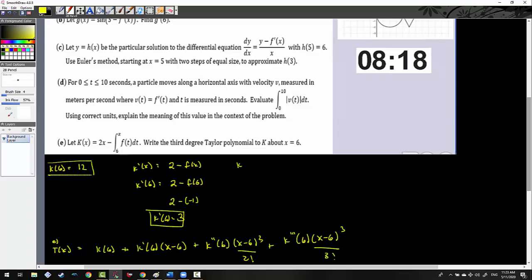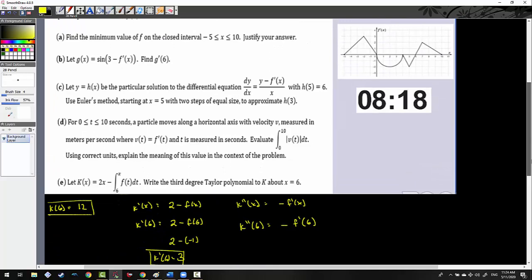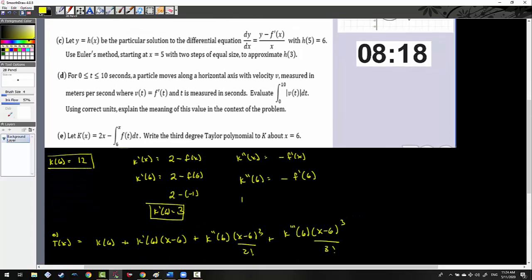All right, let's keep on going down. So k double prime of x is going to be negative f prime of x. So k double prime of 6 is going to be negative f prime of 6. Well, what is f prime of 6? F prime of 6 is 0. It crosses the x-axis right there. So what I get is 0 or negative 0, which, whatever. So that's 0. Cool. So this k double prime term is completely gone. I like that. K triple prime of x is going to be negative f double prime of, not 6, but x.